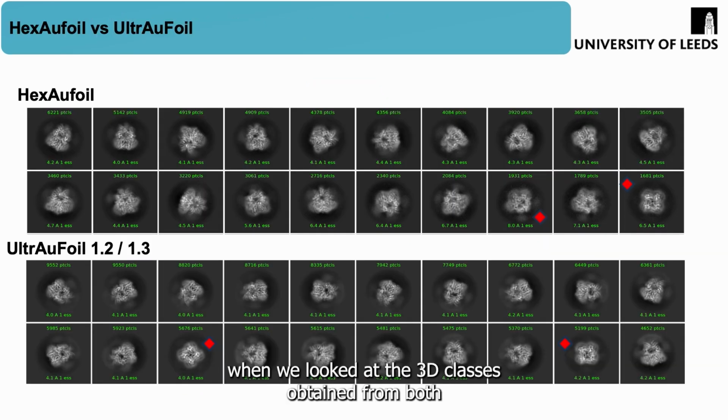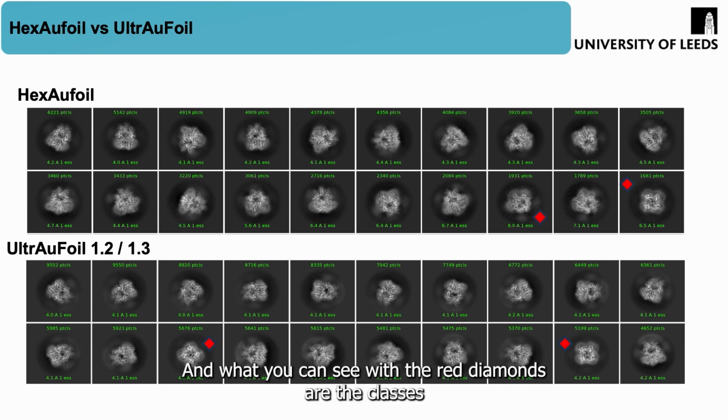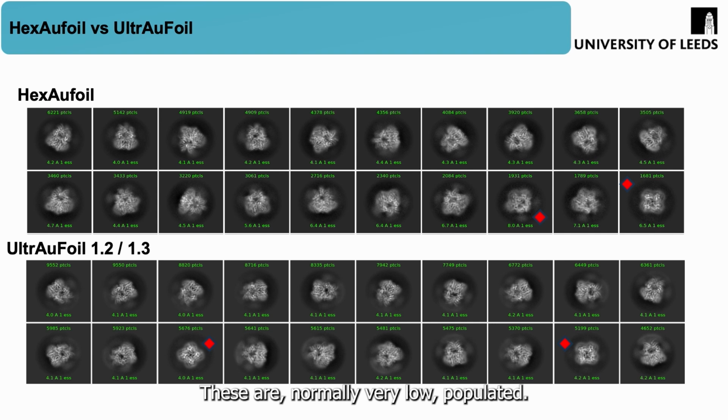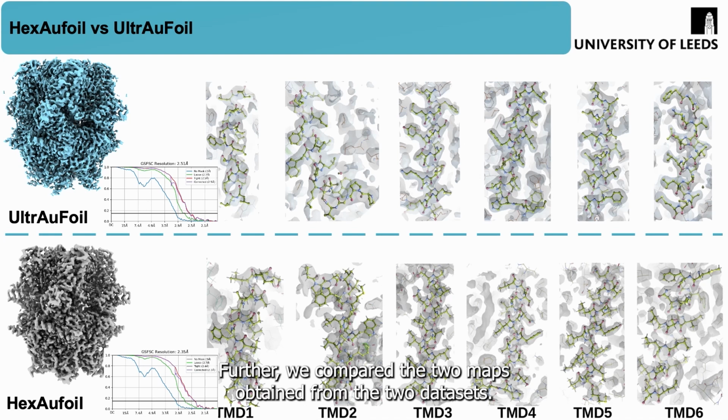When we looked at the 2D classes obtained from both types of grids, we couldn't see major differences. In both cases, we got very nice 2D classes. And what you can see with red diamonds are the classes that we are usually recovering using this approach. These are normally very low populated, and we found them to be crucial to get very nice maps with good resolution, usually below 2.7.